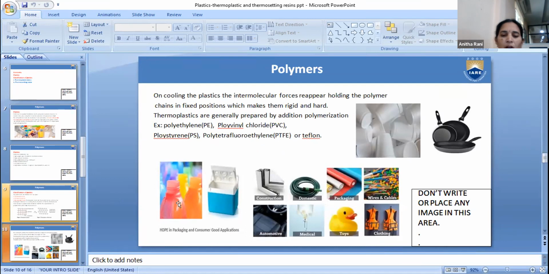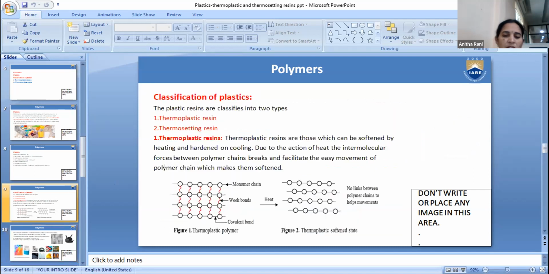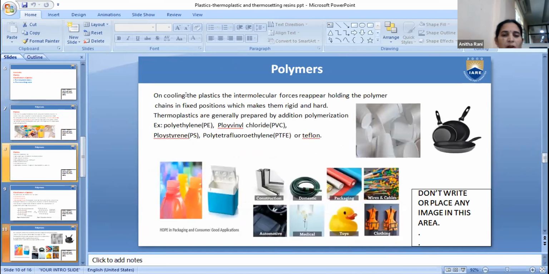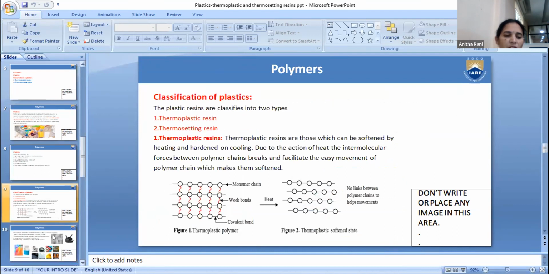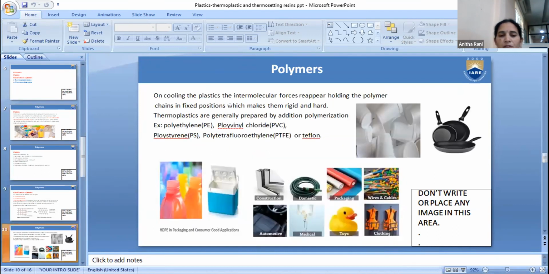For example, a bottle or any cups. After making it into a shape, when we cool it, it becomes hardened again. Reappearing of bonds takes place. So that is about thermoplastic resins. On cooling the plastics, the intermolecular forces reappear, holding the polymer chains in a fixed position, which makes them rigid and hard.